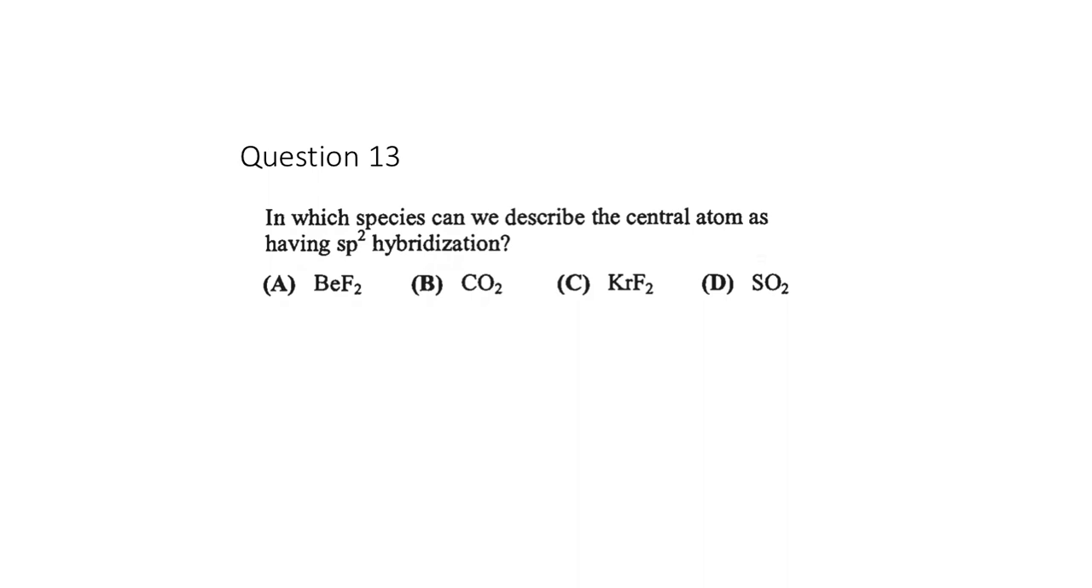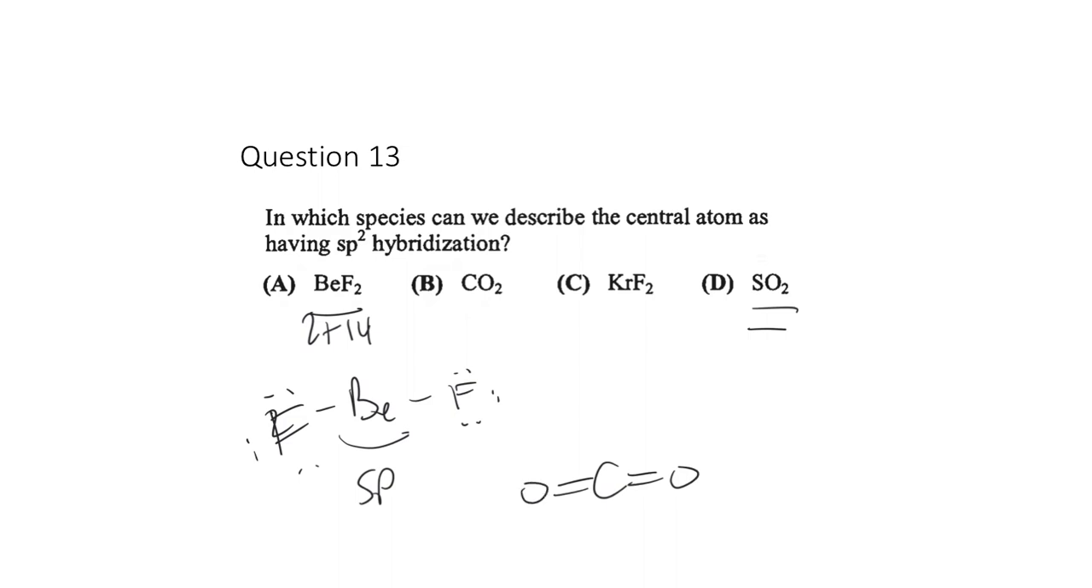Question 13, which species is sp2 hybridized? Probably this one, but let's make sure we see why. So this is going to be linear. So BeF2 only has 2 for beryllium. So 2 plus 14 is 16. So we're good with this being sp. CO2, C double bond O, this is sp as well.